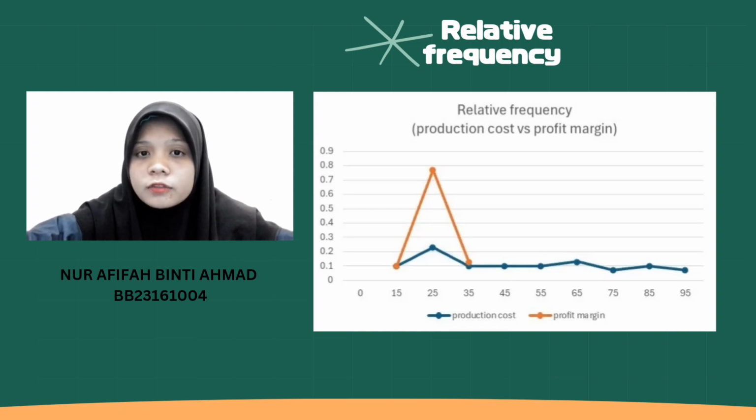while the higher value for forward margin is from class 25, which is 0.77, and the lowest value is from class 15, which is 0.1. That's all for me.